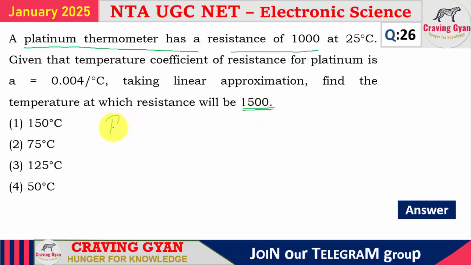We know that RT equals R0 into 1 plus alpha times delta, where delta is the change in temperature. We have to find delta. The value of RT they have specified is 1500, and the value of R0 is 1000. So 1500 equals 1000 into 1 plus alpha times delta, where alpha is 0.004.